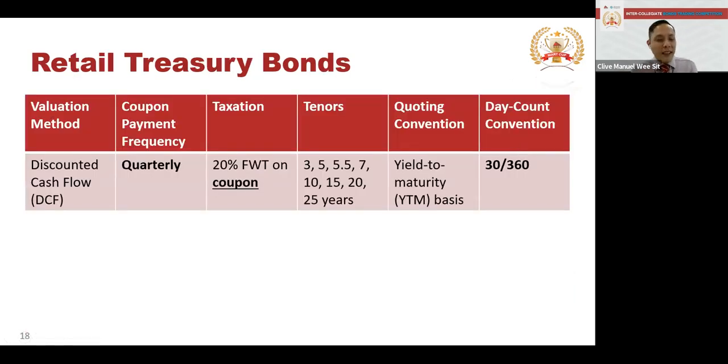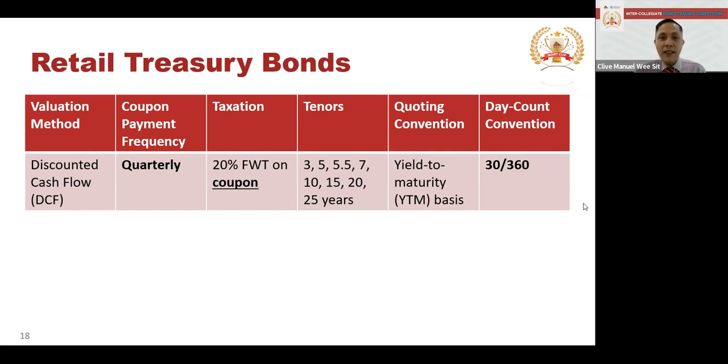So let's move on to retail treasury bonds. Now, retail treasury bonds are valued the same way as an FXTN. However, the main difference between an RTB and an FXTN is the fact that the coupon payments on an RTB are quarterly, so every 3 months. Taxation is similar, 20% on the coupon. Now, the typical tenors of the RTBs that have been issued by the Bureau of the Treasury are 3 years, 5 years, 5.5 years, 7, 10, 15, 20, and 25 years.